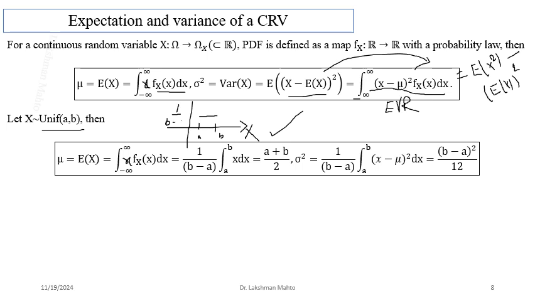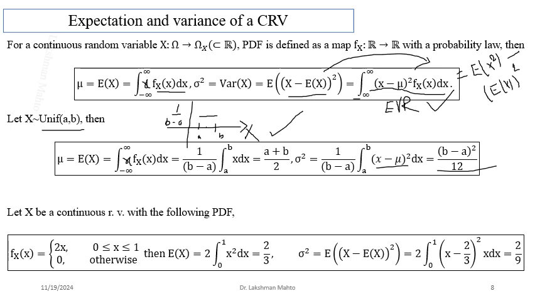So under the uniform law, what is the mean? The mean would be the middle point, a plus b divided by 2. That is the mean of a uniformly distributed continuous random variable. And what is the variance? You have to find the variance of x under this formula. That means you integrate from a to b the integrand x minus mu whole square. The integral is b minus a whole square divided by 12. This is the variance of a uniformly distributed random variable between a and b.